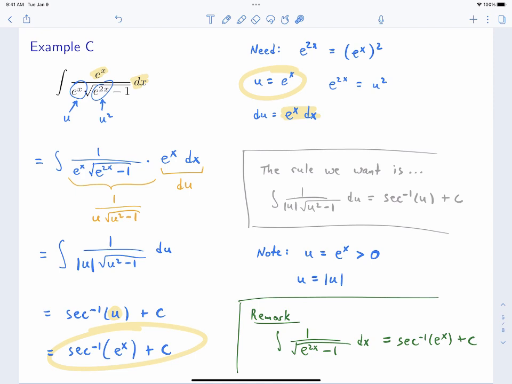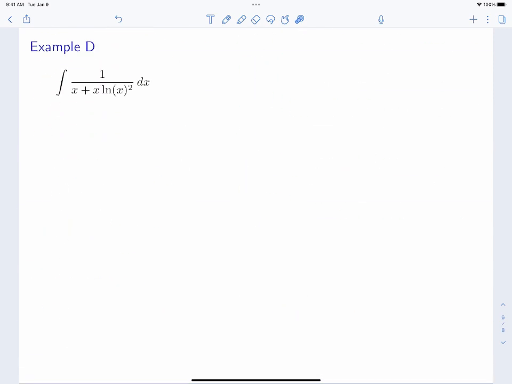Let's move on to our next example. Example D. The integral of 1 over something kind of complicated, x plus x times ln of x quantity squared. Now when we write ln of x squared like that, what we really mean is ln of x quantity squared. We just didn't write the brackets to make it look a little nicer.